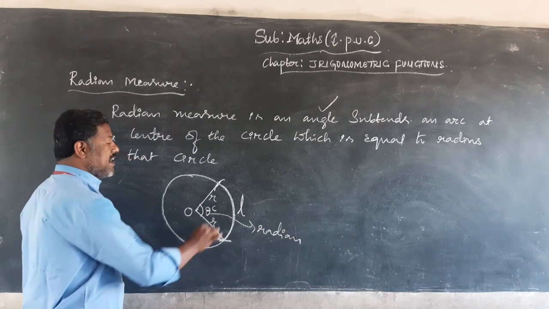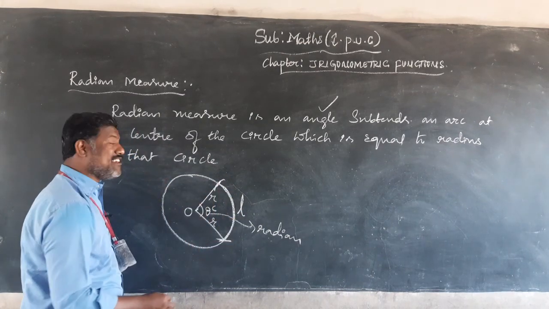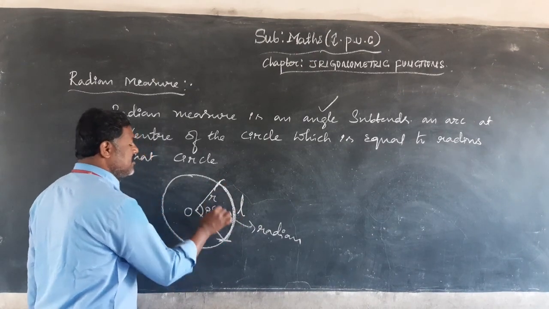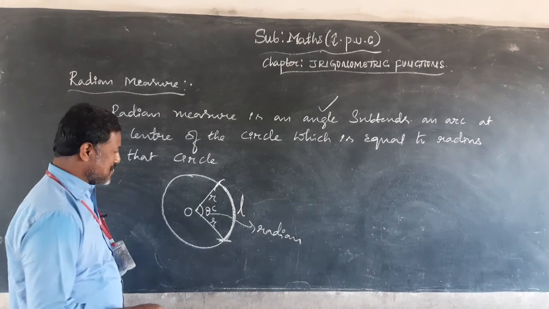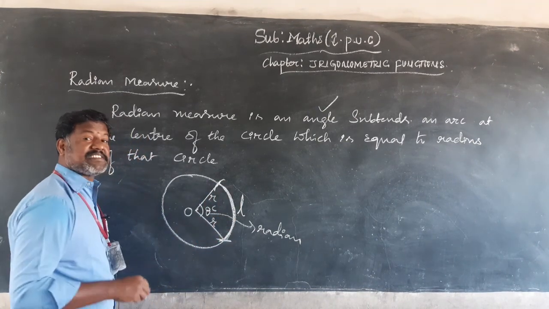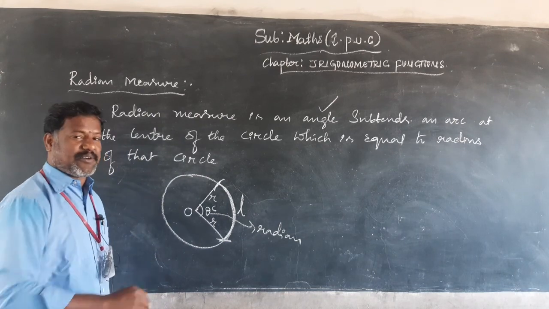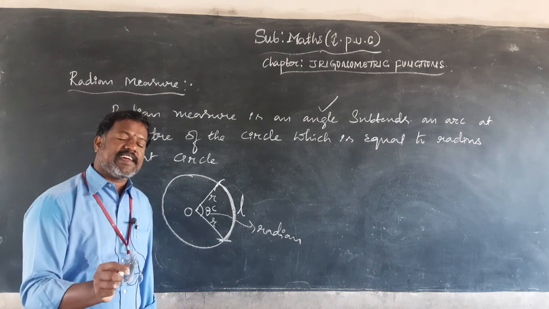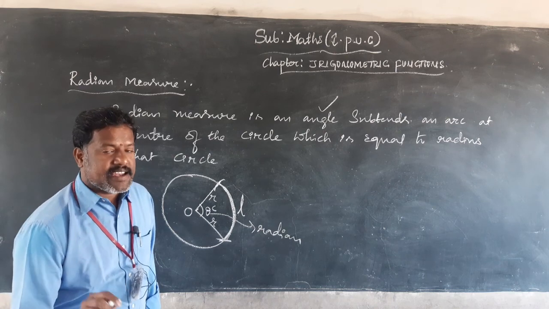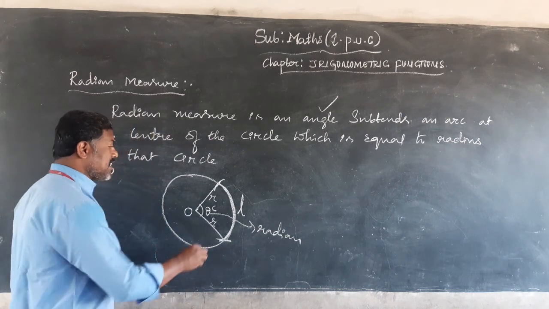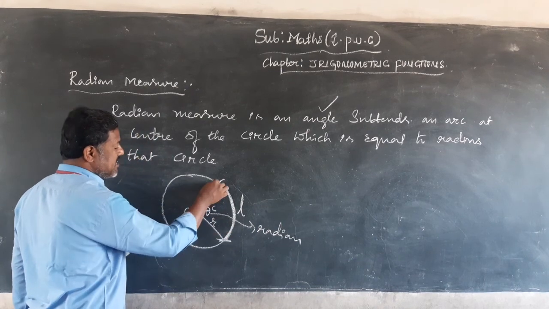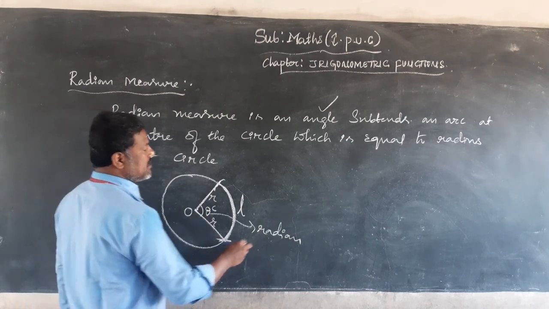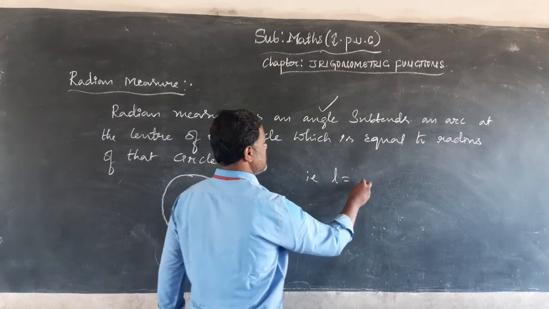Radian measure is an angle, subtends an arc. Children, is it clear? Radian measure is an angle subtends an arc at the center of the circle which is equal to the radius of the circle. That is L is equal to r theta.